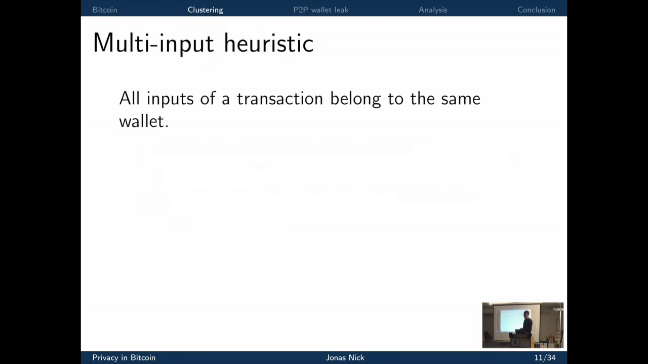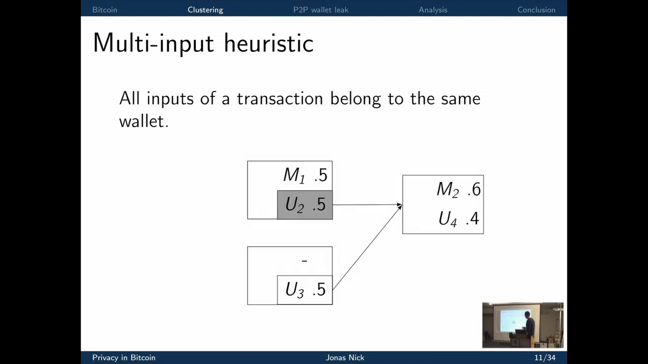So, the first heuristic is called the multi-input heuristic. This was basically already mentioned by Satoshi in his original paper. And this simply says that all inputs of a transaction belong to the same wallet.